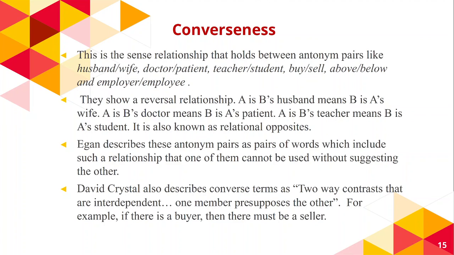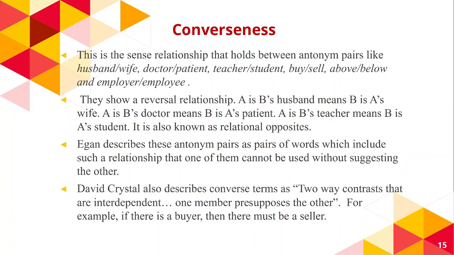So if A is B's husband, that means B is A's wife. Similarly, if A is B's doctor, that means B is A's patient. If A is B's teacher, B is A's student. So, such pairs are called relational opposites.